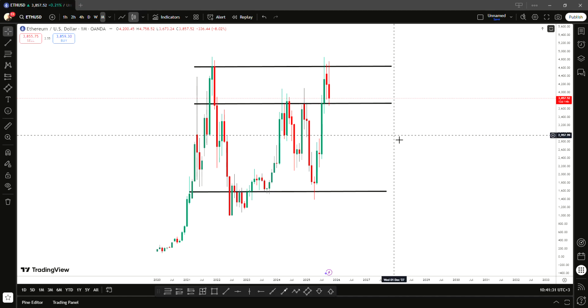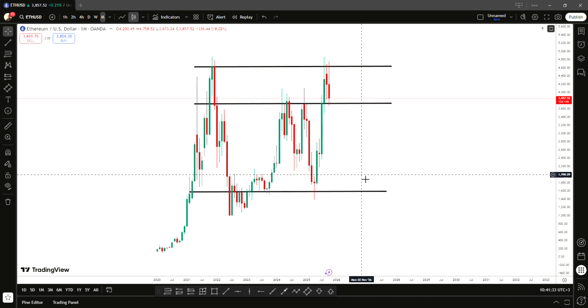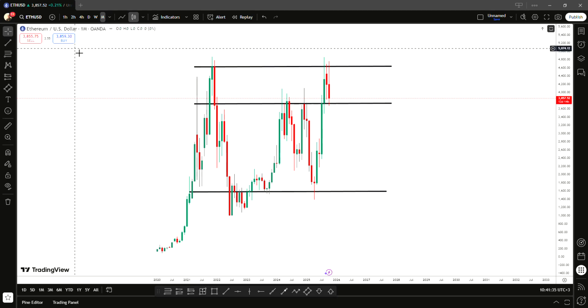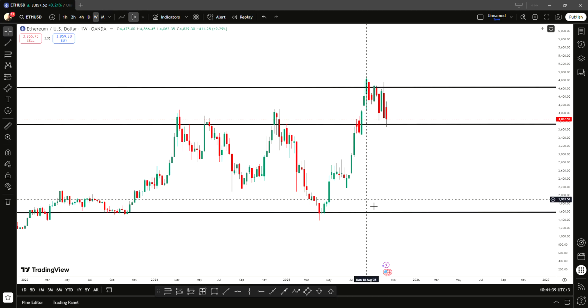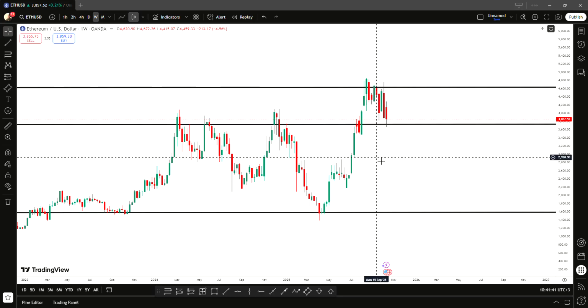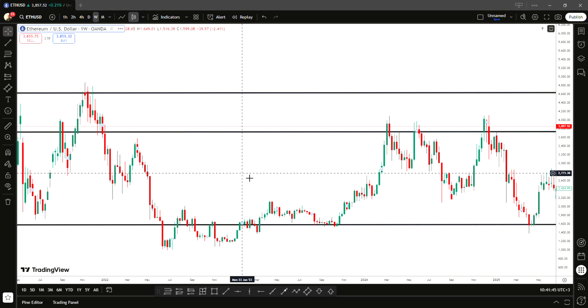So you build a narrative in the monthly time frame and you have your structures. What do you do next? You drop down to one time frame below. When you come down to one time frame below, you want to see clarity, more structures and what you can get.